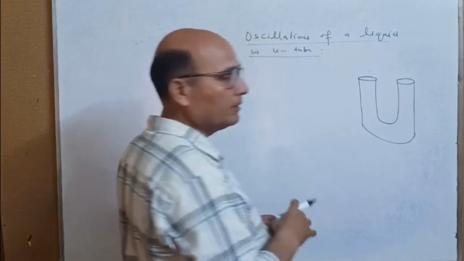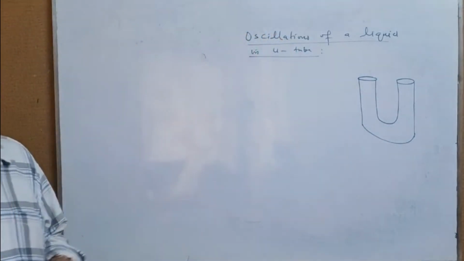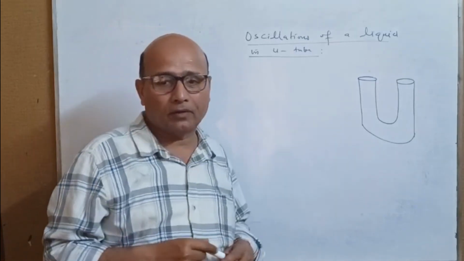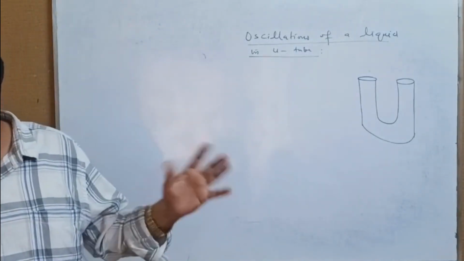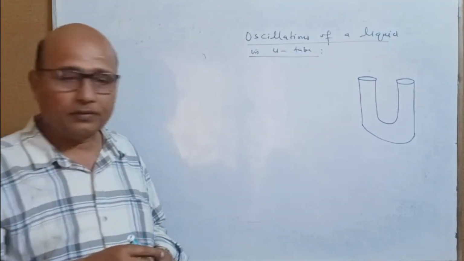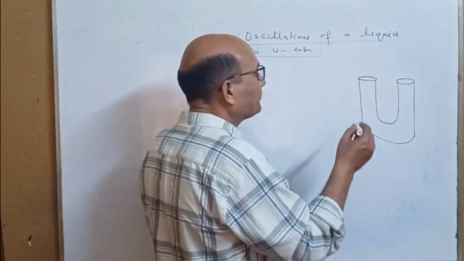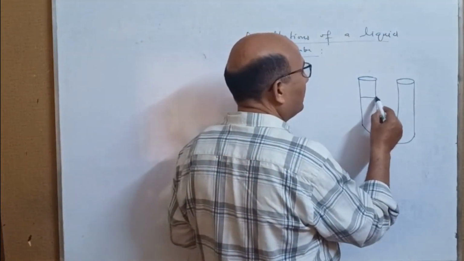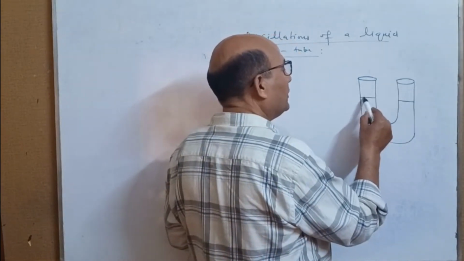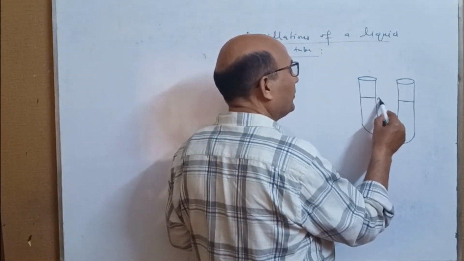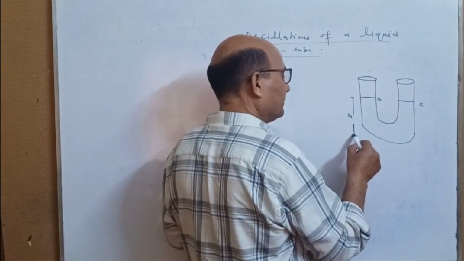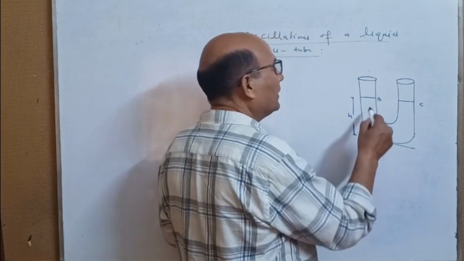This is our condition, okay. Whenever we are writing this, we will consider a U-tube having a uniform area of cross-section, and the tube is filled with the liquid up to the height of h. For example, suppose this is the B position and this is the C position. So the liquid is kept up to the height of h.